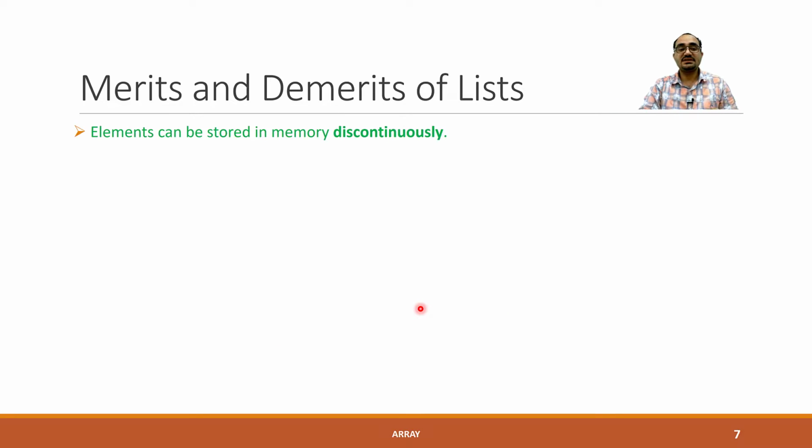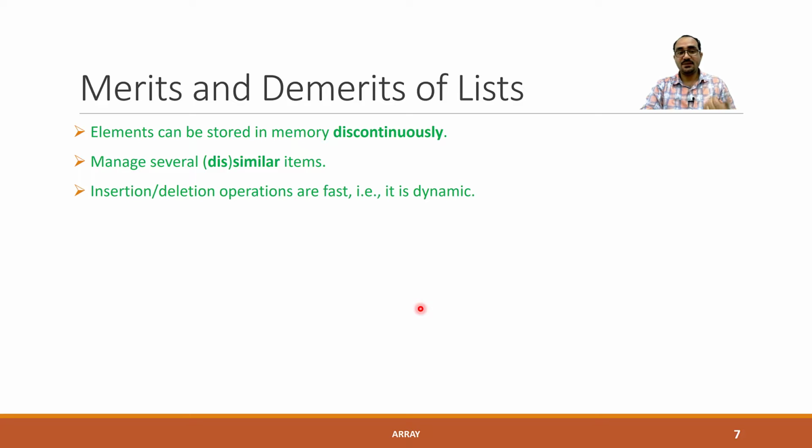As the merits of the single linked list, we can store some elements in the memory discontinuously. We can manage several similar or dissimilar items in the memory. Insertion and deletion operations are supported and the data structure is dynamic.